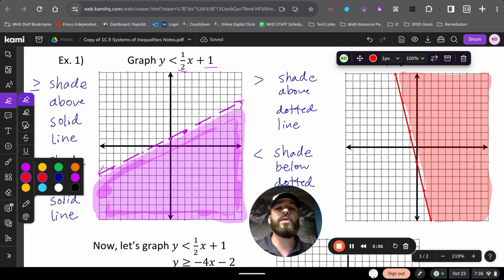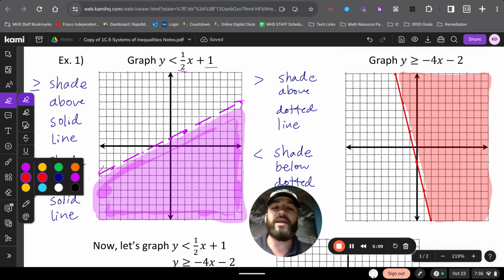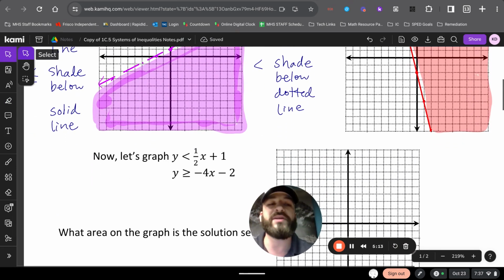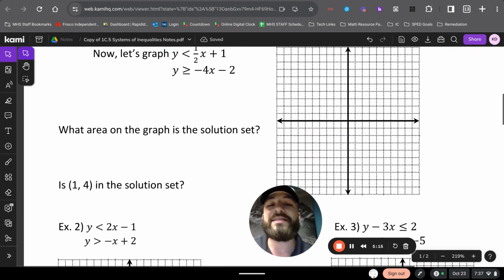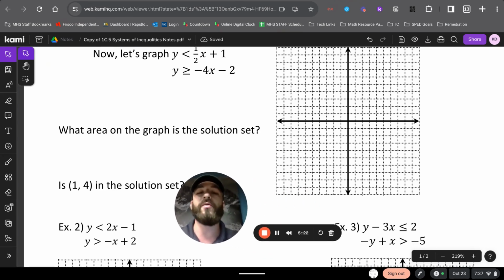Okay. Now, what we're really upgrading this to today is not just individual graphed inequalities, but actually a system of inequalities. And that's really our big focus today. So when we're doing a system of inequalities, just like we do for a system of equations, we're going to graph both of those inequalities on the same graph.